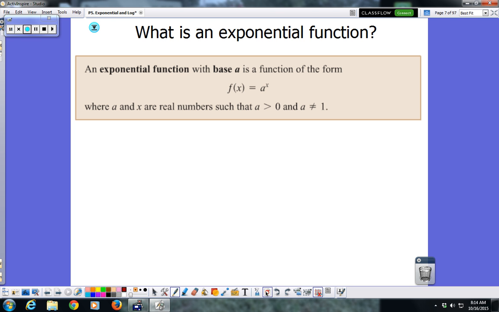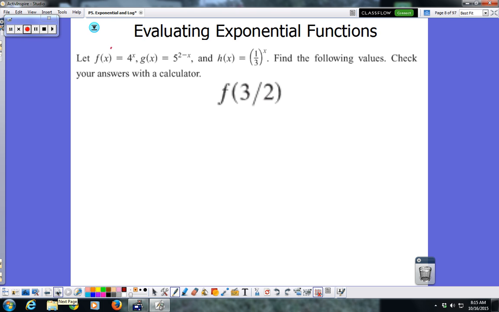But anyway, exponential function, on a brighter note, an exponential function is a function of this form. Notice where your exponent is: 2 to the x power. Or excuse me, notice where your variable is: you have a variable in the exponent. And anytime that happens, you have really quick growth. Okay? So that's an example of an exponential function. Here, more exponential functions. Let f of x be 4 to the x power, g of x be 5 to the 2 minus x, and h of x be 1/3 to the x power. All three are examples of exponential functions.